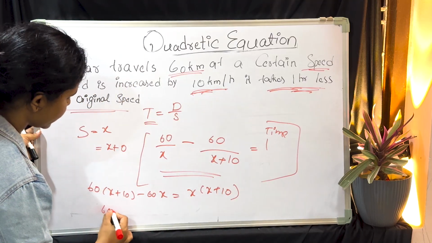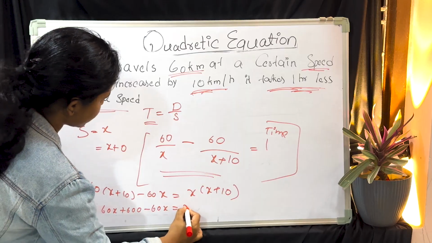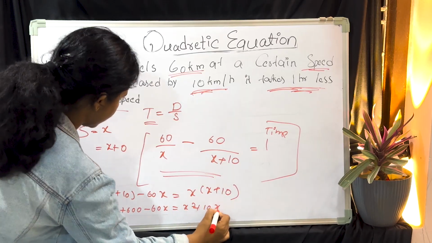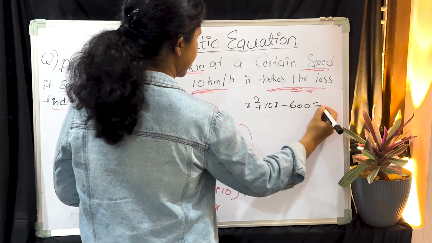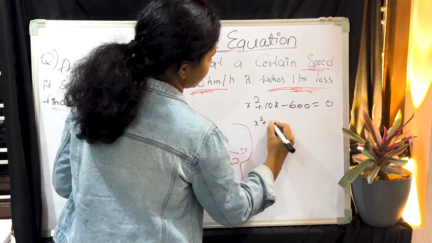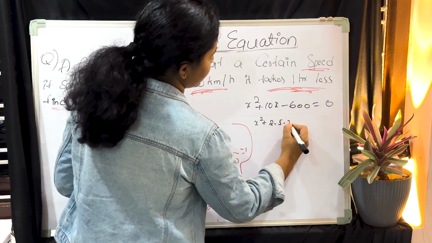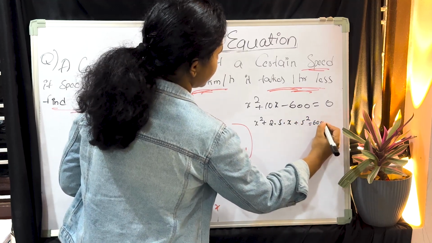60x plus 600 minus 60x is equal to x square plus 10x. So x square plus 10x minus 600 is equal to 0. We can solve this using the square formula. x square plus 10x plus 5 square is equal to 600 plus 5 square.